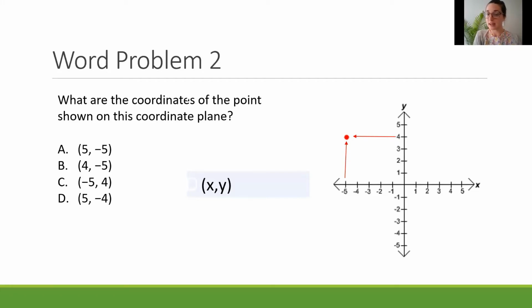You can see that's at -5. And then I'm going to follow it up to where that red dot is and see where it lines up on the y-axis, which is the vertical line, which is the +4. So my answer then is going to be -5, +4.